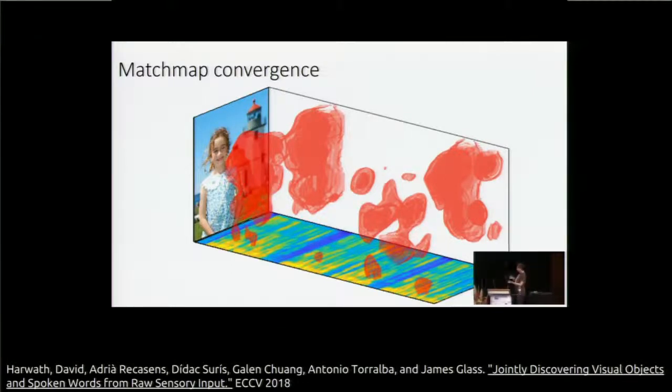So let's take a closer look at what these match maps are actually telling us. So I'm going to show you a series of videos where we've taken the match map and we've then used it to modulate the alpha channel over the image, and we're going to play it through time so that it's synchronized with the audio. So basically you're going to see the image light up at a point in time wherever the network thinks it's being described.